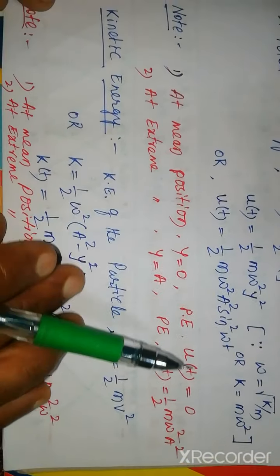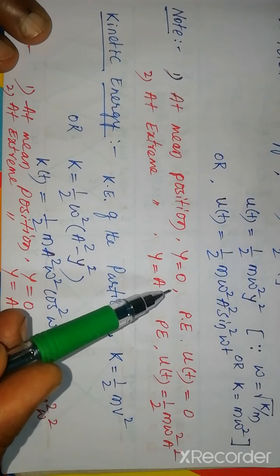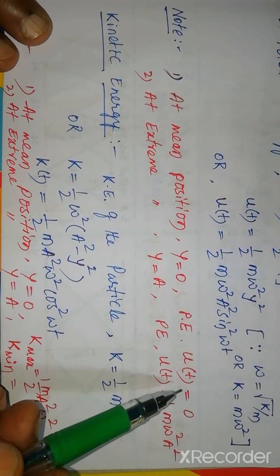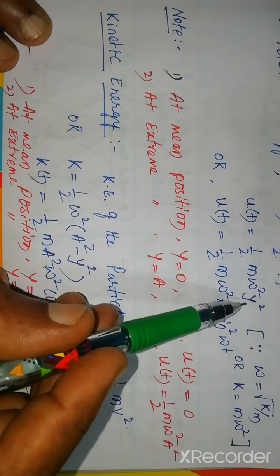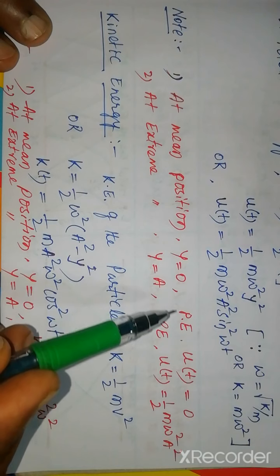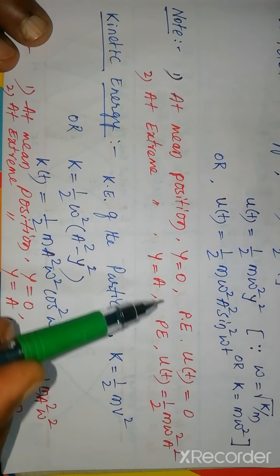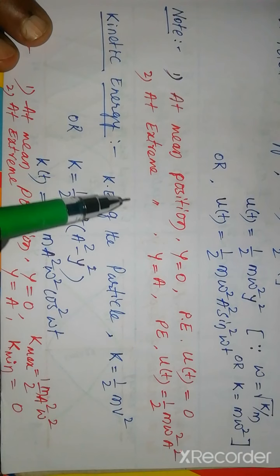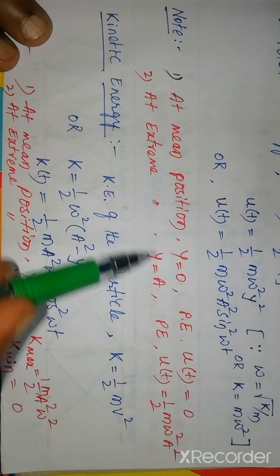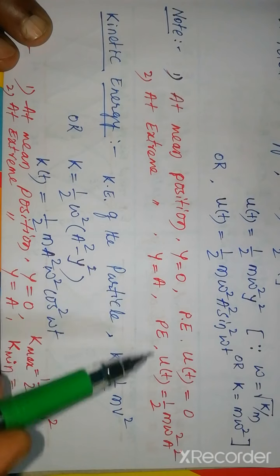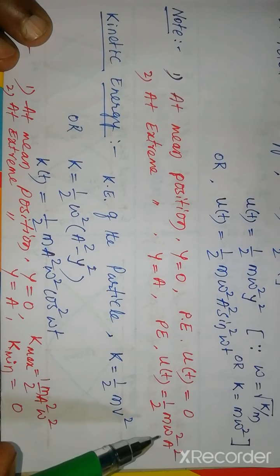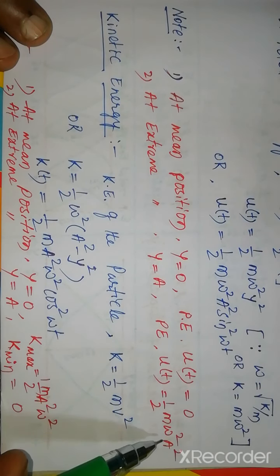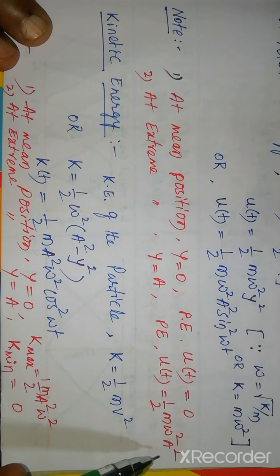Note number 1, at the mean position displacement is 0, so potential energy is 0. Substituting for y as 0, the potential energy becomes 0, or potential energy is a minimum at the mean position and maximum at the extreme position. At the extreme position y equals a, then potential energy U of t equals half m omega square, where y square is replaced with a square, since y equals a.